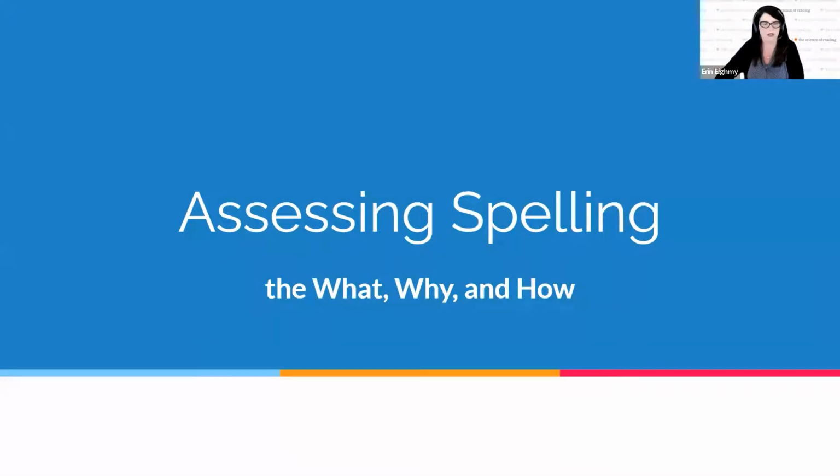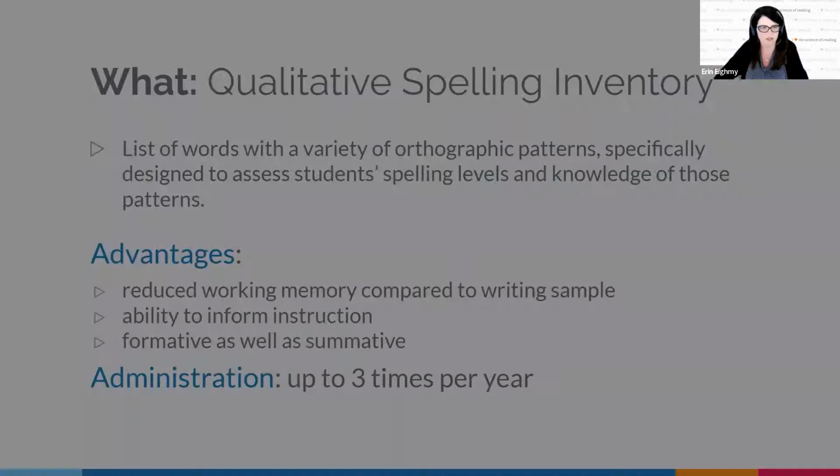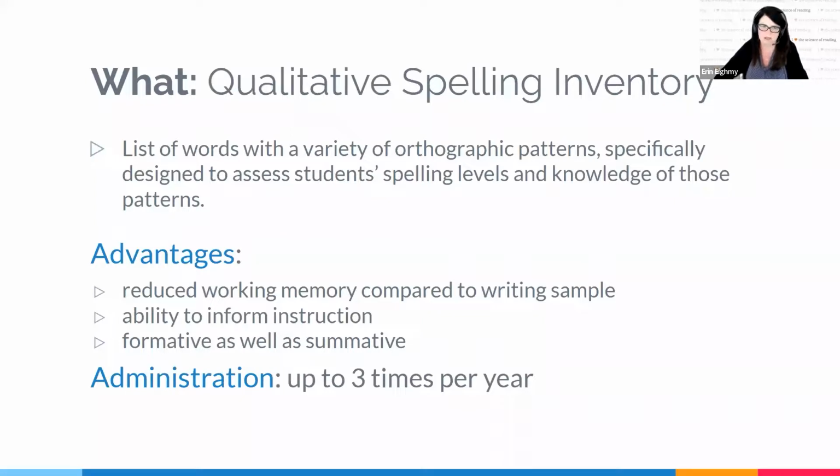So we'll take a look quickly at assessing spelling, the what, why, and how. And this is just a general overview of some of the assessment components for spelling. So we are going to focus on qualitative spelling inventories today. And spelling inventories consist of lists of words that are chosen to represent a variety of spelling features at increasing levels of difficulty. So they're planned out to focus on those patterns that we can teach and that are utilitarian.